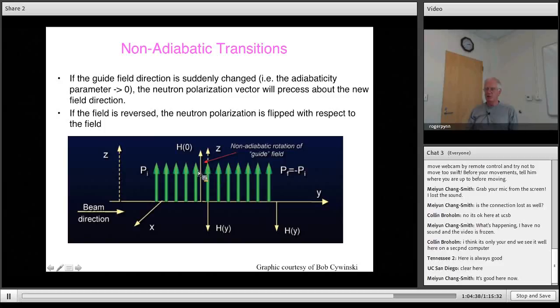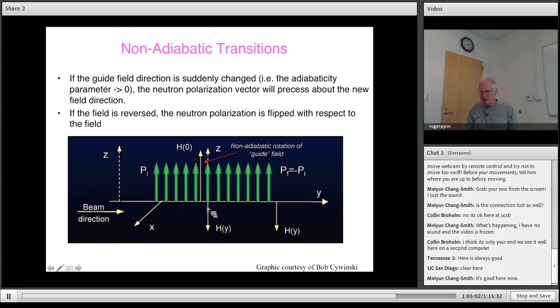So if the polarization starts out as 1 here, in other words, all of the neutron spins are aligned with the magnetic field, if you make this sudden change of magnetic field from up to down, then the neutrons will stay polarized, but now they'll have a polarization of -1.